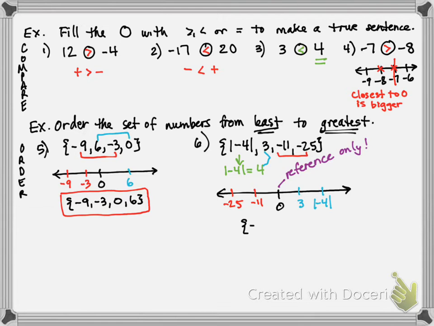So my answers are, in order from least to greatest, negative 25, negative 11, 3, and the absolute value of negative 4. And there you go.